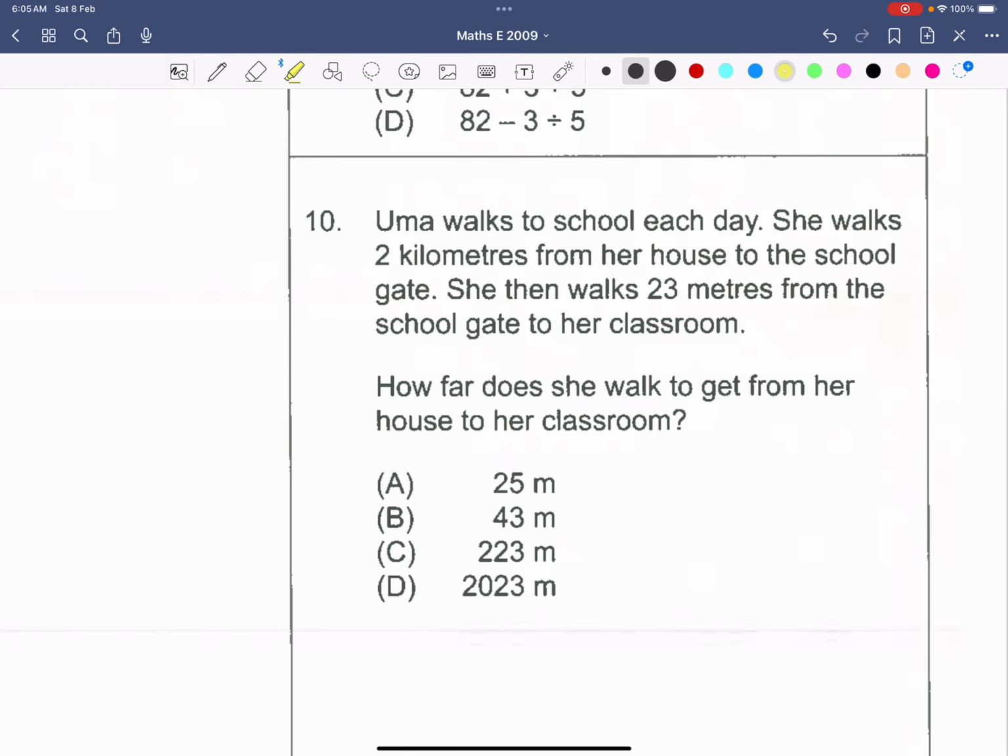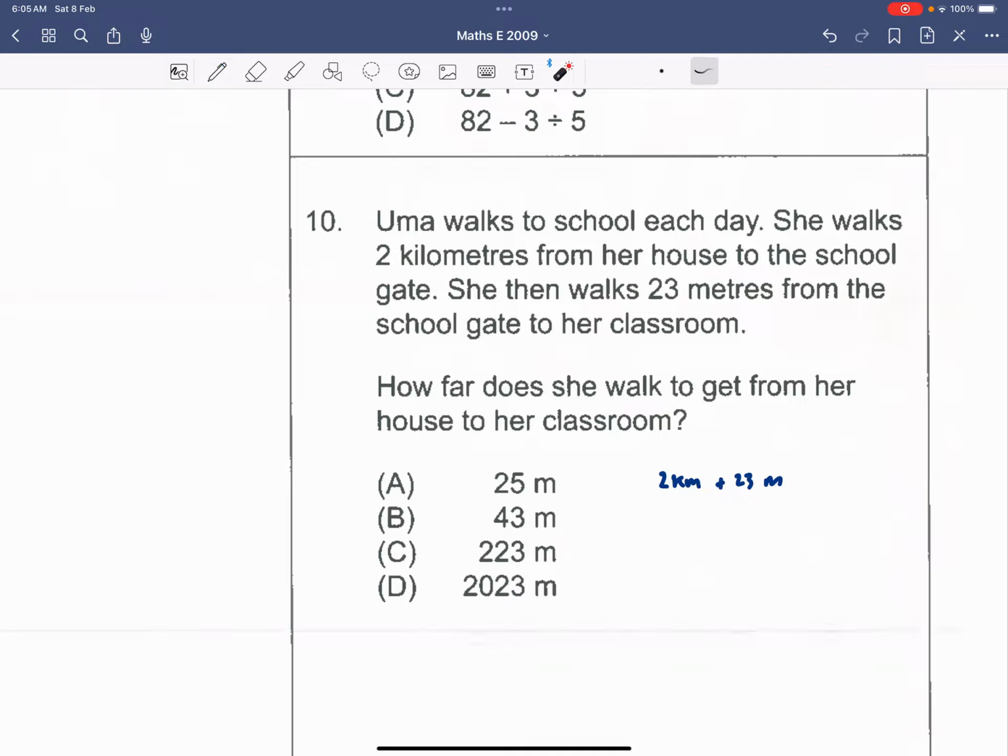Question 10. Uma walks to school each day. She walks 2 kilometers from her house to the school gate, and then she walks another 23 meters. How far does she walk to get from her house to her classroom? So she obviously walks 2 kilometers first. Well done. And then walks another 23 meters.